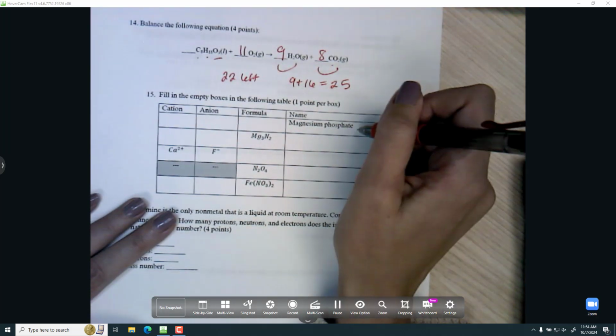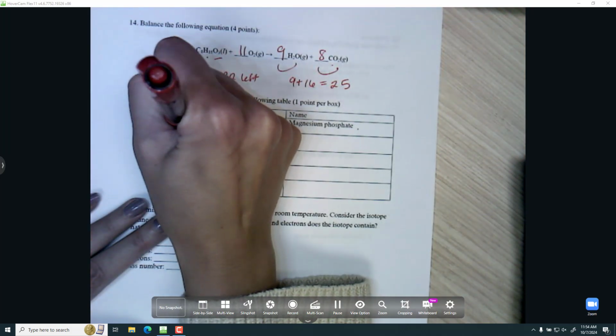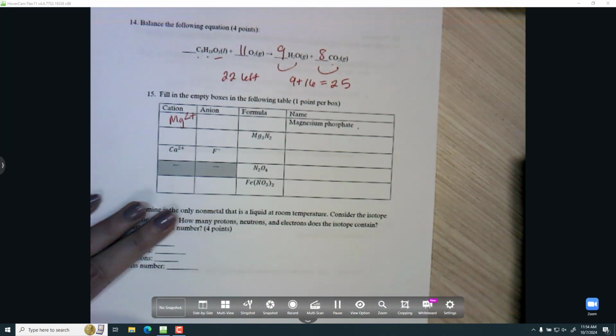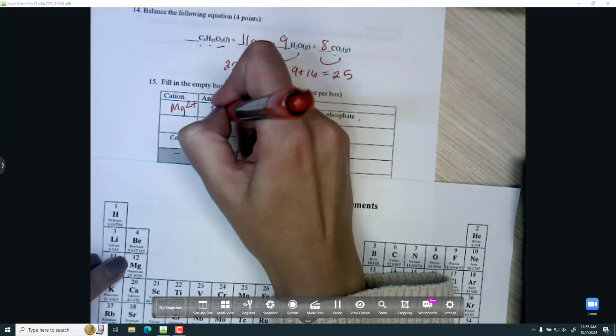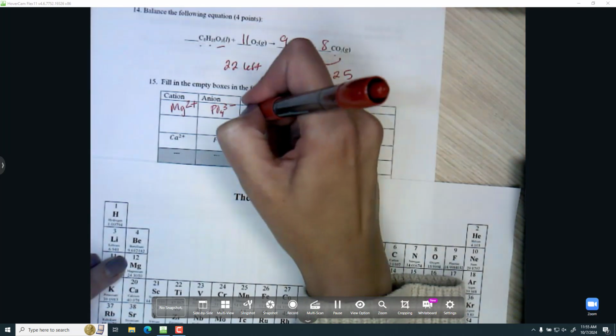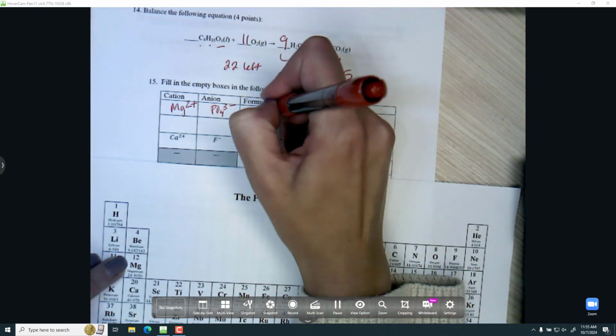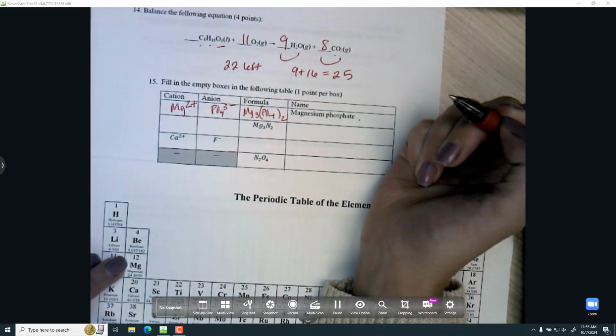All right, magnesium is a +2, that's from the periodic table, and phosphate is a polyatomic ion that always has a charge of -3, PO4 3-. So when I put those together to make them add up to 0, I'll need 3 magnesiums for +6 and 2 phosphates for -6.